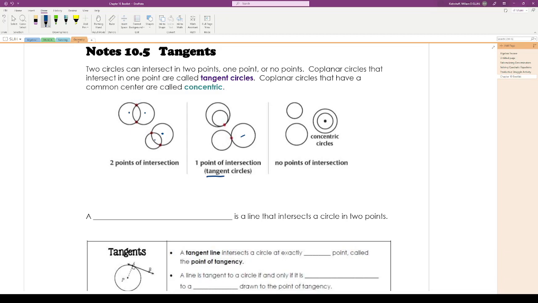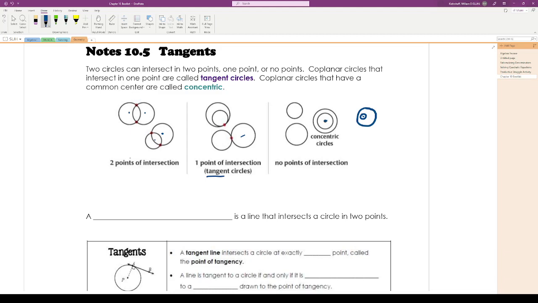And then finally, no intersection could be 2 completely separate circles or 2 concentric circles or even a small circle inside of a big one that's eccentric. Looks like an olive, I guess. So there's 3 ways we can kind of arrange those. The center of the inner circle is inside the outer one and concentric, or inside and not concentric. And then these are just completely separate.